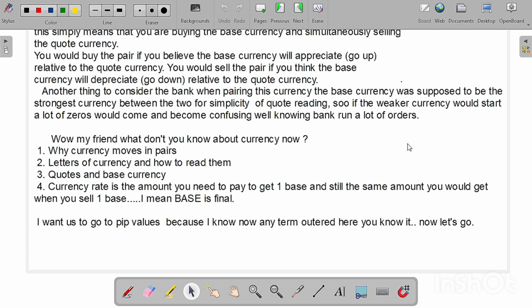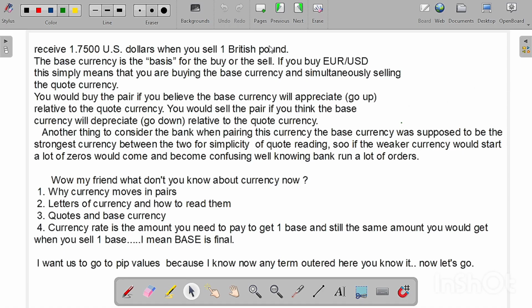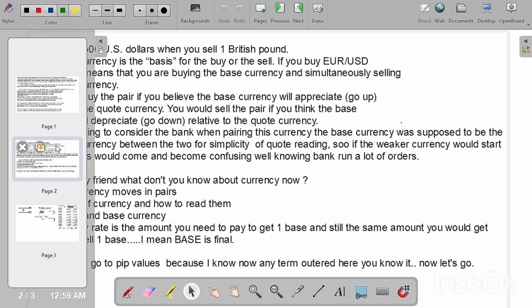Now let's go, because you have learned about this quoting, how to read them, and how simple they are. If you are talking about a quote, you are talking about the next currency from the first currency. The first currency is the base currency, the second one is the quote currency, and the base currency doesn't move, it stays at 1 point. Let's go to the next page.